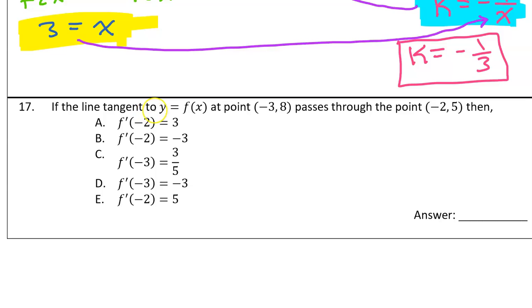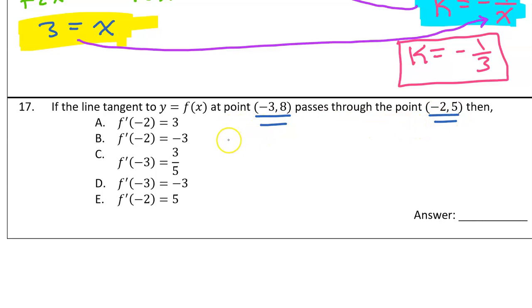Last problem. If the line tangent to y equals f of x at point -3, 8 passes through the point -2, 5, then which one of these statements is true? I feel like I can make this more obvious by adding in one word, and that word is also. If the tangent line passes through the point -3, 8, and it also passes through the point -2, 5, then we have 2 points that are on this line.